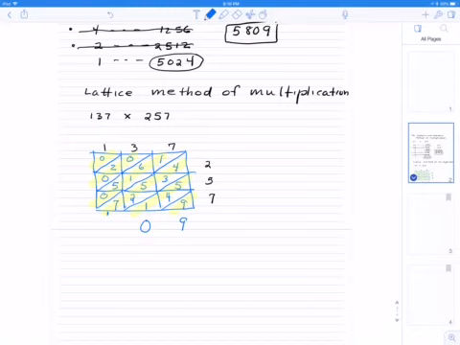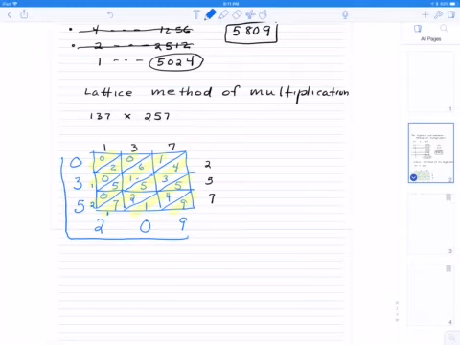So 4 plus 3 is 7, plus 5 is 12, plus 2 is 14, plus 7 is 21, plus 1 we carried is 22. Put down a 2, carry that 2 to the next diagonal. So 1 plus 6 is 7, plus 1 is 8, plus 5 is 13, plus 2 is 15. Put down a 5, carry 1 to the next diagonal. So 0 plus 2 is 2, plus 0 is 2, plus 1 is 3, and 0. So read my answer around the outside. So it's 35,209.